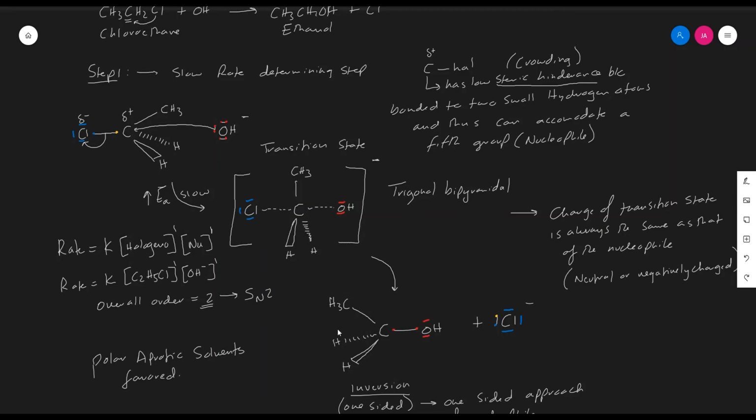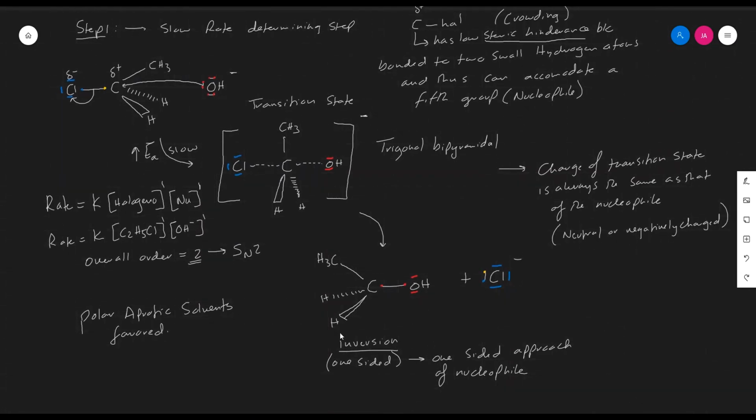Once the chlorine atom leaves, the hydroxide group or the hydroxyl group would repel these groups to the other side. Thus, there's an inversion of sides to which these bonds point, and the inversion is always one-sided since the approach of the nucleophile is also one-sided. Thus, if this were a secondary halogenoalkane in which a chiral carbon would exist, and this would be the chiral carbon, there would be an inversion of configuration in which only one enantiomer of the stereoisomers would be formed, which would be discussed later in other videos.